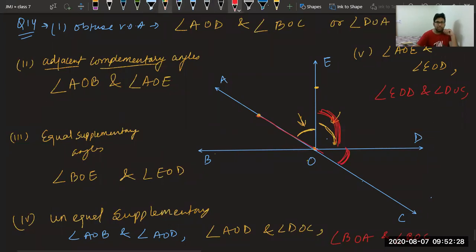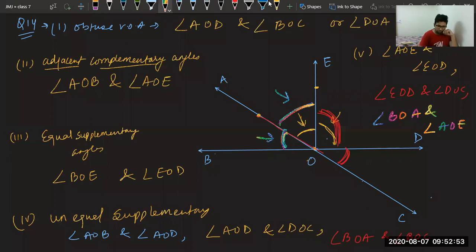This angle, let me take the rainbow color. This BOA and AOE are also adjacent angles, but they are not a linear pair. So angle BOA and angle AOE. Any other left? Anyone? I hope we have covered all of them.